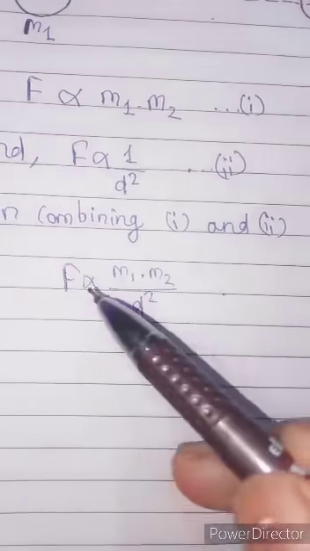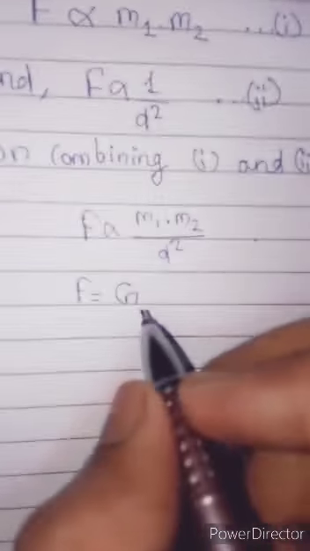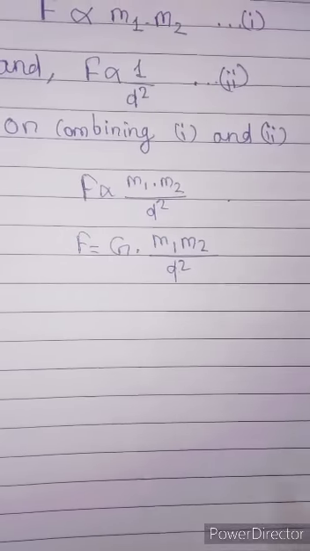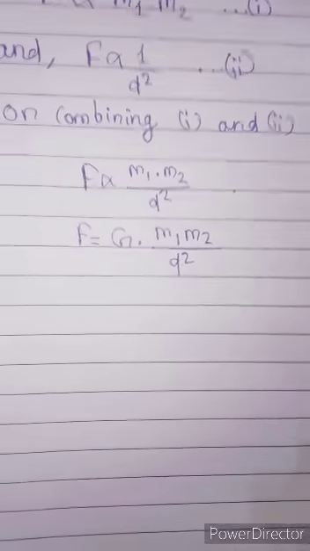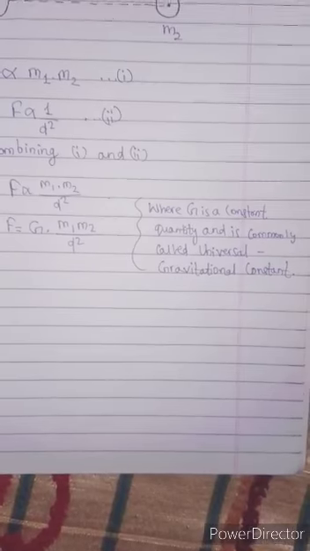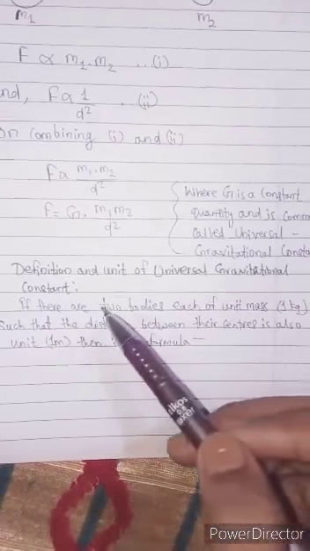For the removal of the sign of proportionality, we can use the term gravitational constant, like this. So now move on to the definition and unit of the universal gravitational constant.